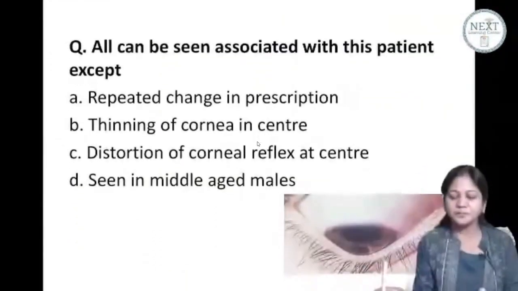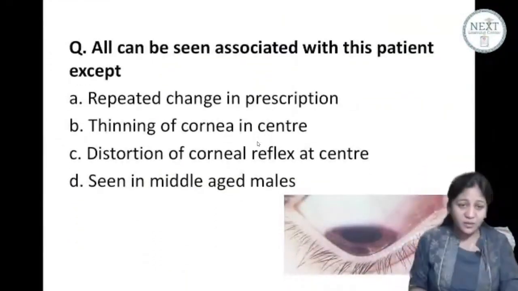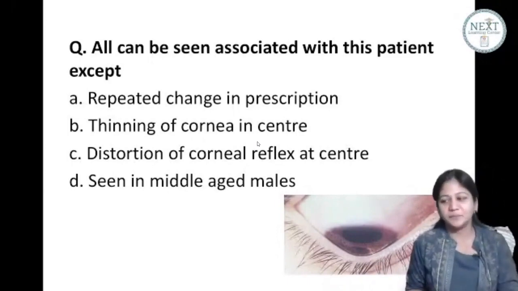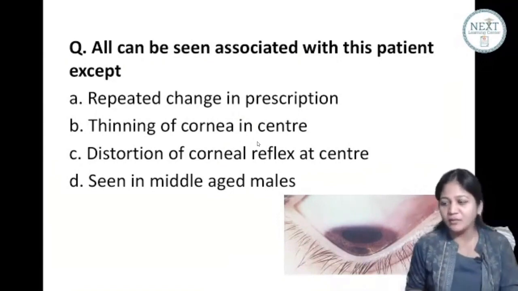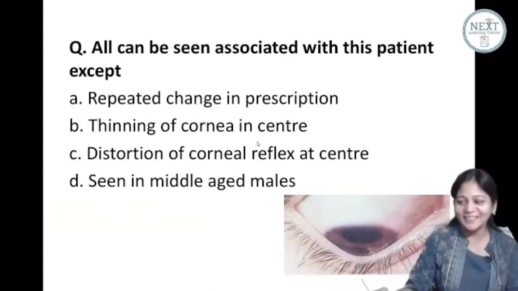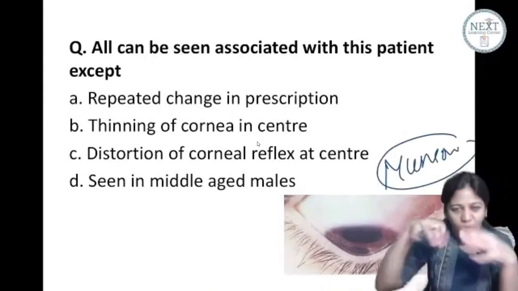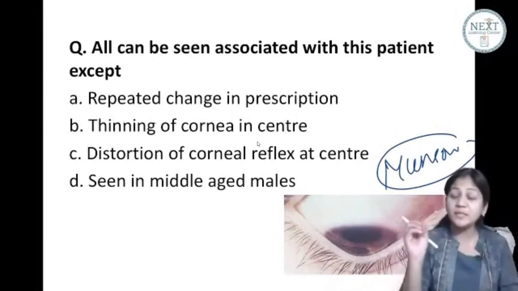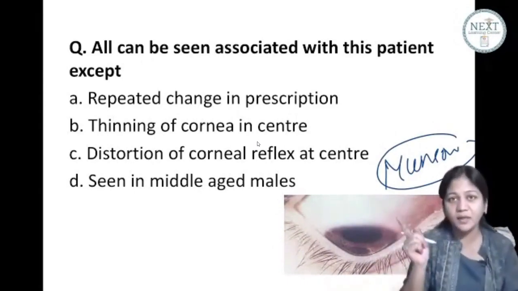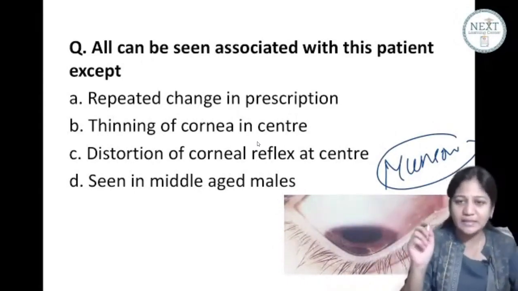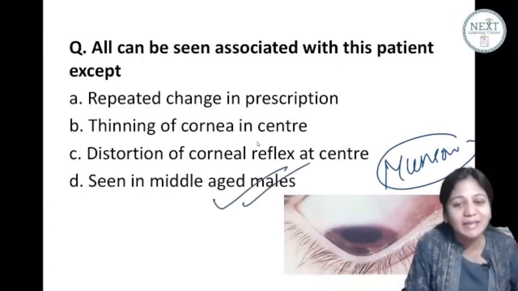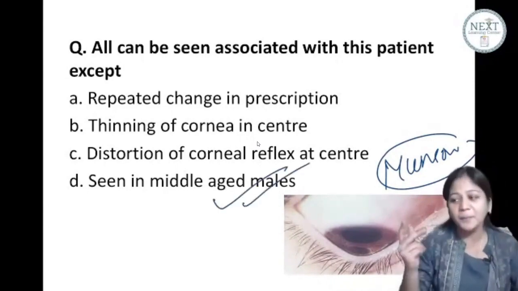Let's see if you can answer a very intelligent question. First tell me which disease this is. Which pathology is this? Very good. So we have a Munson sign here, isn't it? So I've given you a reverse question. I've given you Munson sign. You must find out the pathology first. So you know it is keratoconus and it's never seen in middle-aged males. It's seen in young people, younger people.